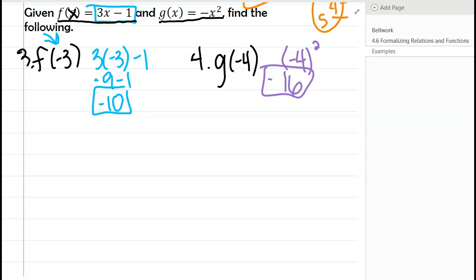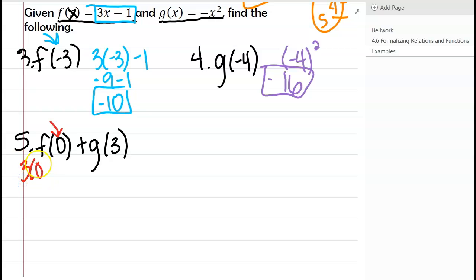Okay, number 5 is going to combine both of these. Number 5 says we want to find f of 0 plus g of 3. So you're just going to do this in two pieces. I first need to find f of 0. I need to find the value of f when I plug in, remember whatever's in the parentheses, that's the number you're plugging into your function. When I plug in a 0, we're going to take 3 times 0 minus 1. That's the rule for function f. So 3 times 0 is 0. 0 minus 1 is -1.